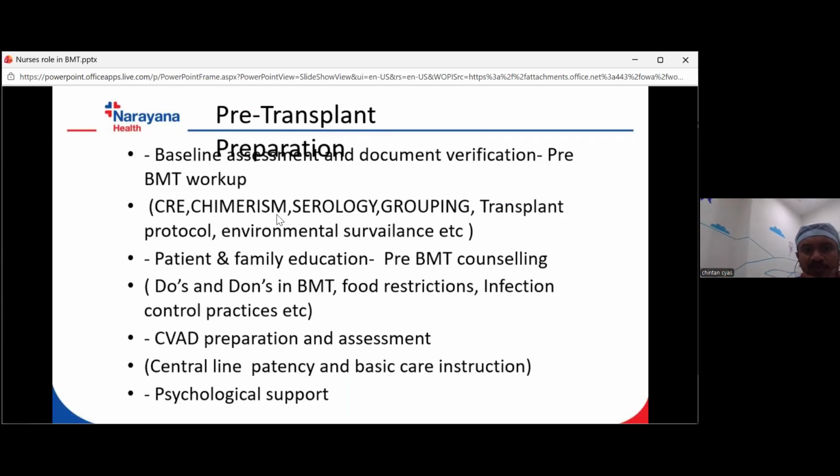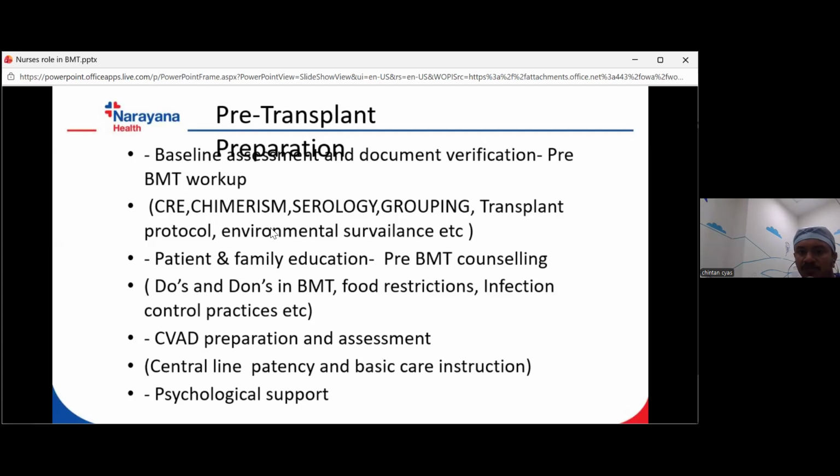Okay, here we are moving to our baseline document verification and pre-BMT workup. In the pre-BMT workup, we have to check the CRE status, chimerism sampling, which is in the allogeneic transplant, and serology and blood grouping must be there. And the transplant protocol, which states the conditioning regimen, as the doctor has already explained: what will be the medication and how much dose according to the BSA. It will be calculated and mentioned in the countdown sheet. We can call it a protocol.